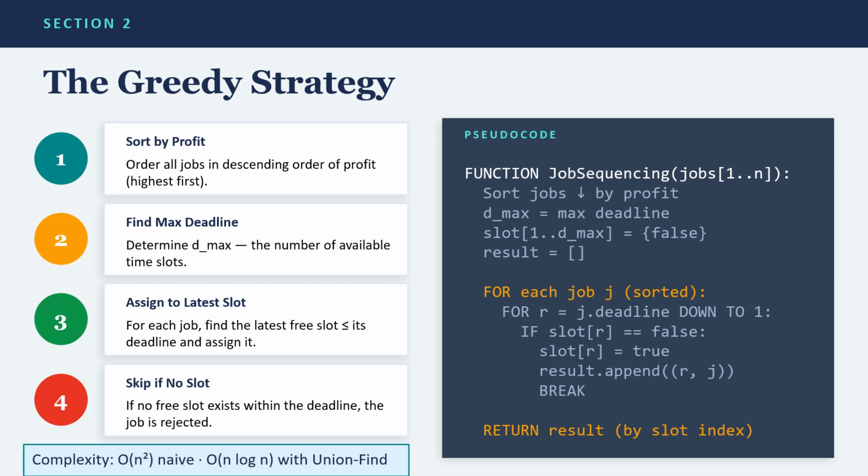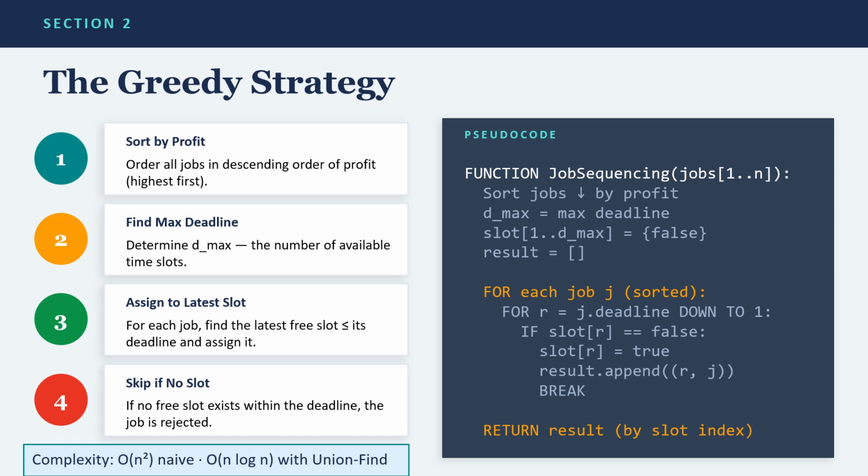Step 3. For each job in sorted order, find the latest free time slot that is less than or equal to that job's deadline. Assign the job there. Step 4. If no such free slot exists, the job is rejected. We move on. Look at the pseudocode on the right.